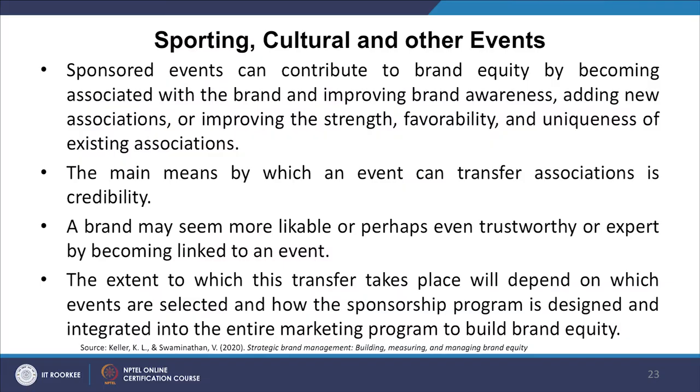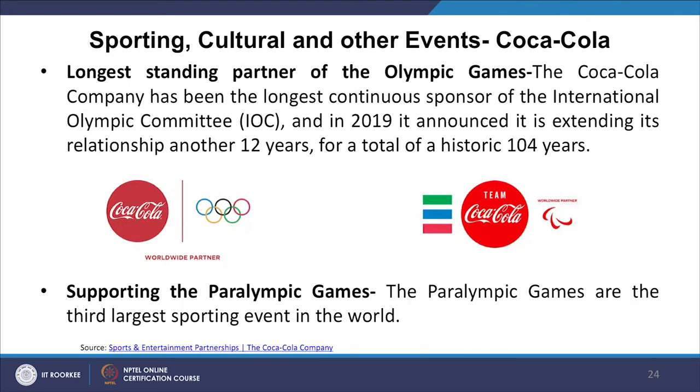The main means by which an event can transfer associations is credibility. How credible is the event? Many times, how likable is the event? And many times, how culturally associated that event is with a particular country or people or community. For example, India is known for its association with cricket. Now, I was mentioning Coca-Cola. It is the longest standing partner of the Olympic Games, you see.